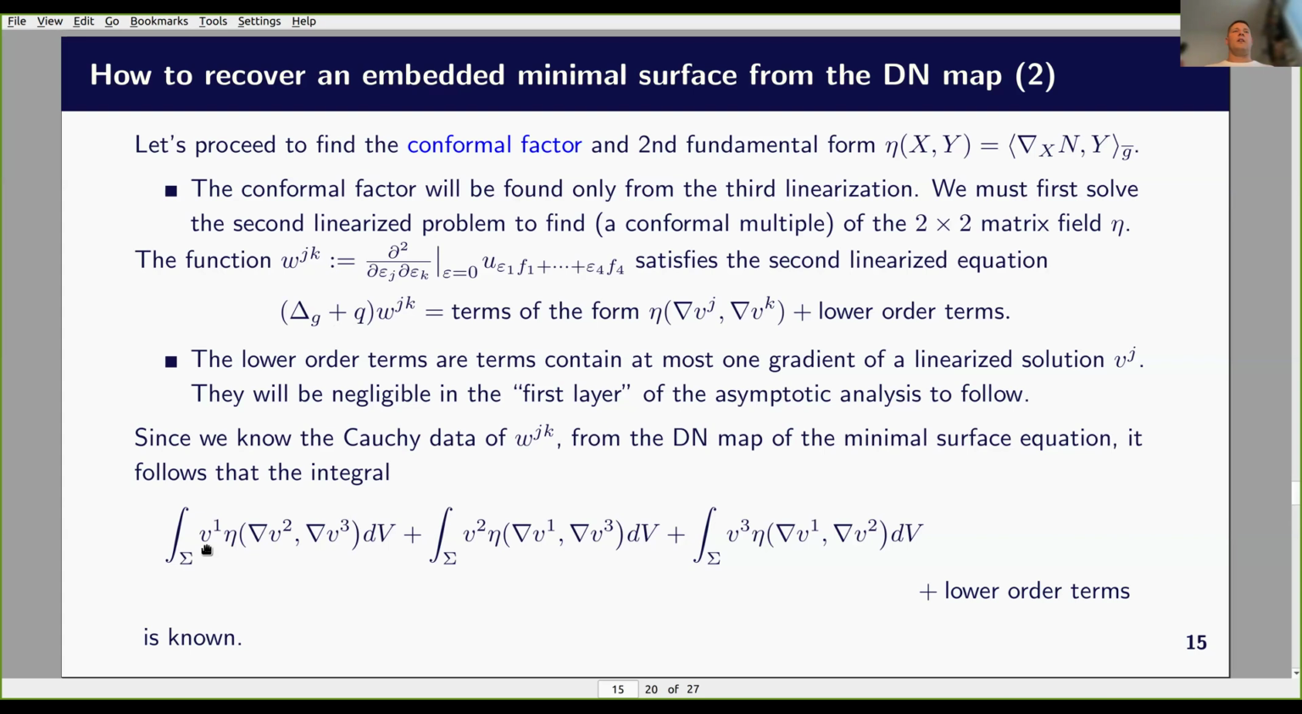So here we have a term. The first one is v1, and all of these v1, v2, and v3 solve the linearized equation, the Schrödinger equation. So you have v1, then the unknown eta, which we try to find, applied to gradient v2 and gradient v3, and symmetric combinations of these. And then I will also have low-order terms corresponding to the low-order terms in the equation, as I explained. These low-order terms will be negligible in the first layer of analysis.